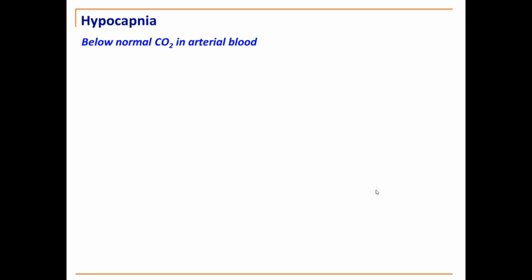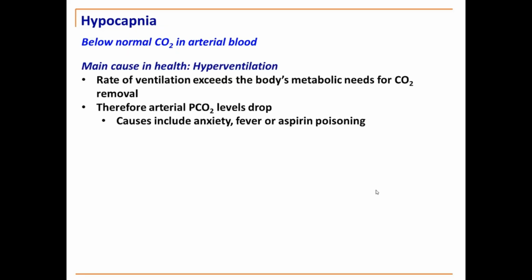What about hypocapnia? So that's where there's below normal CO2 in the arterial blood. And as you'd expect, if you've got too little CO2, you may be hyperventilating, so blowing off lots of carbon dioxide. So in this case, the rate of ventilation is exceeding the body's metabolic needs for CO2 removal. So you can do this yourself. You could become hypocapnic right now. You could just start hyperventilating.